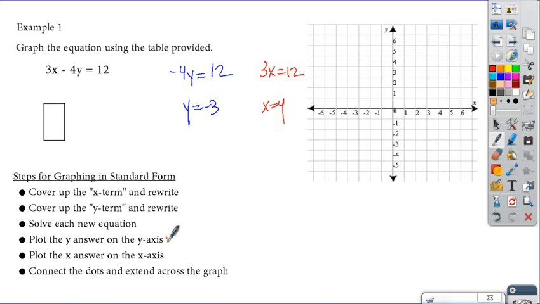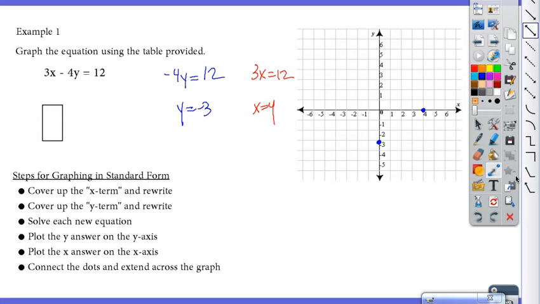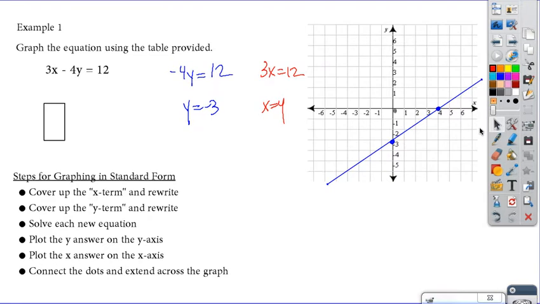Okay, next step, plot the y answer on the y-axis. So I'm going to plot the y answer of negative 3 on the y-axis. Plot the x answer on the x-axis. So the x is 4. I'm going to plot that on the x-axis. And then I have 2 points. I can draw my line. So again, extend that line the whole way across the graph. And I've now graphed in standard form. All right, let me copy this because I'll need it for the next example.